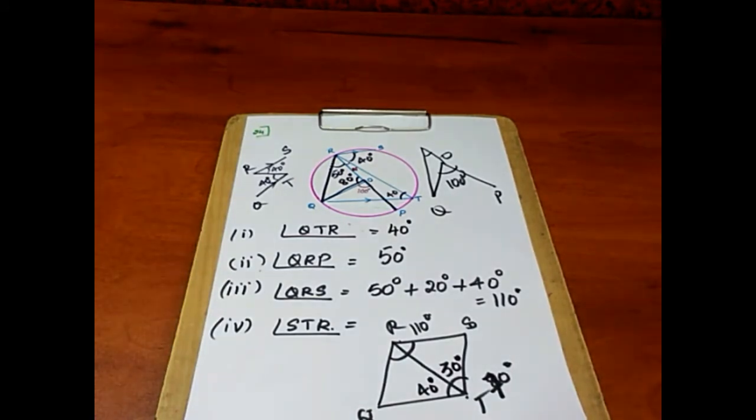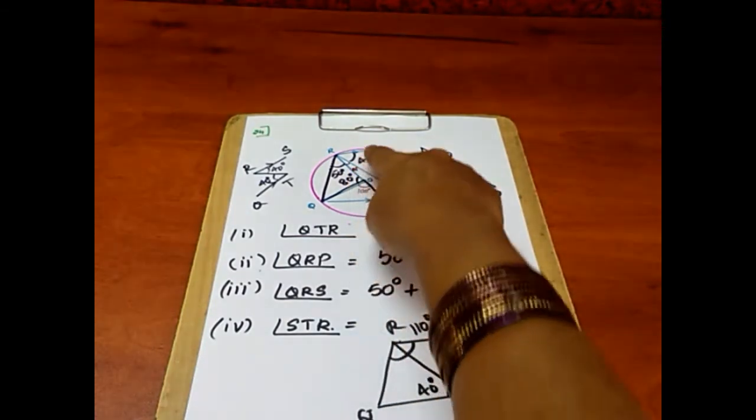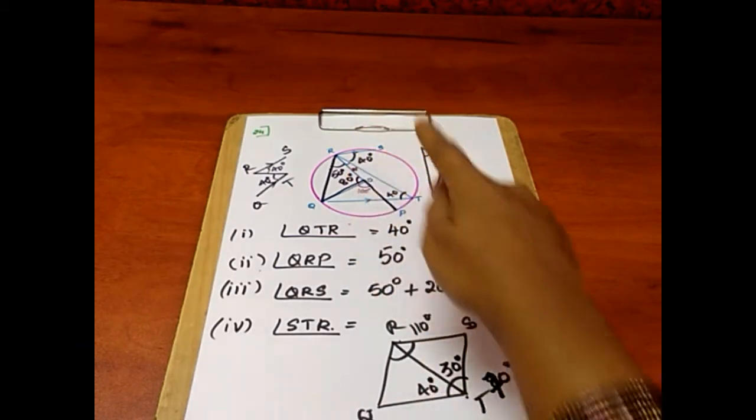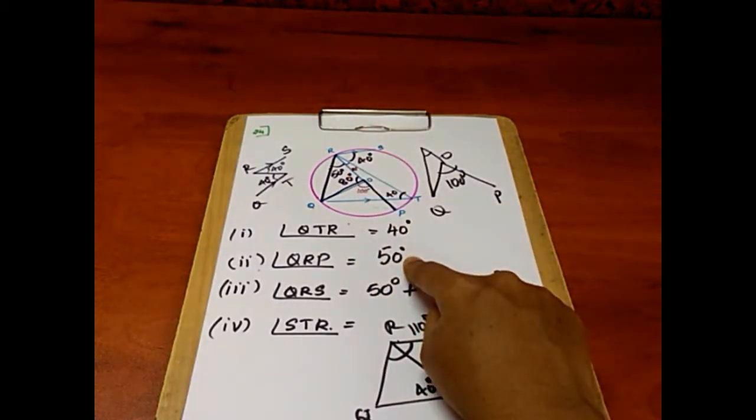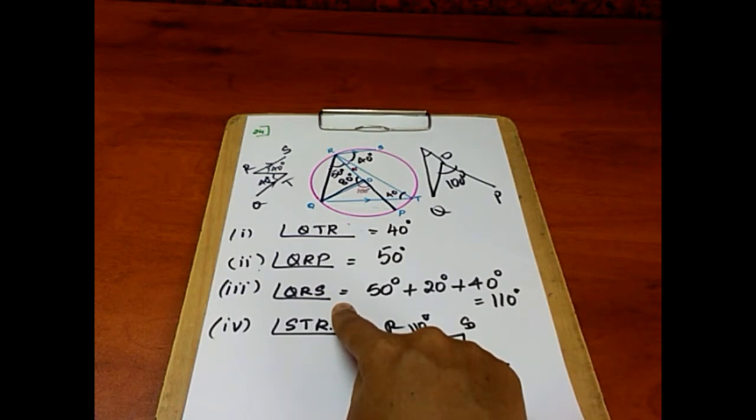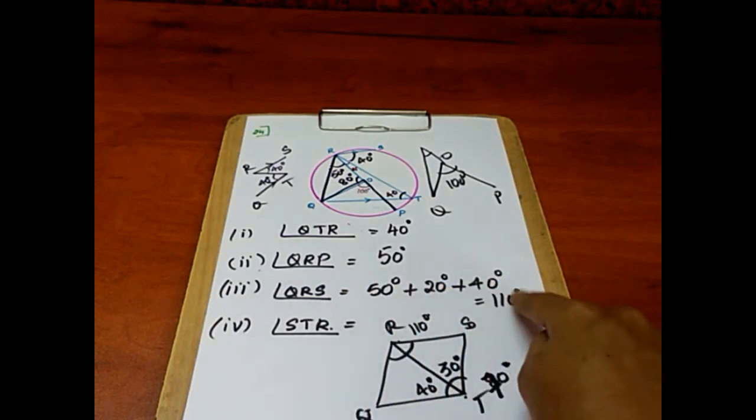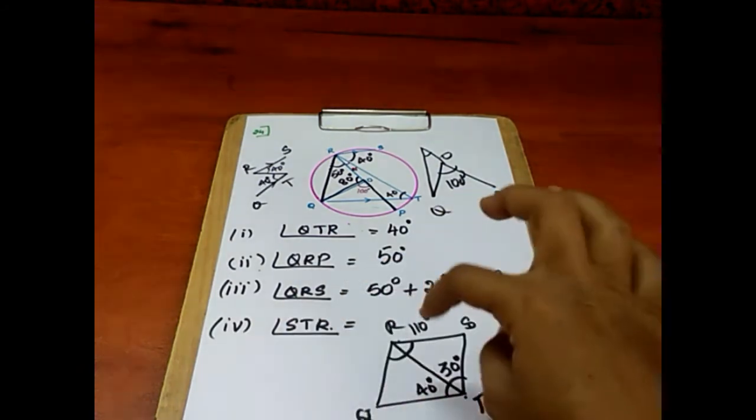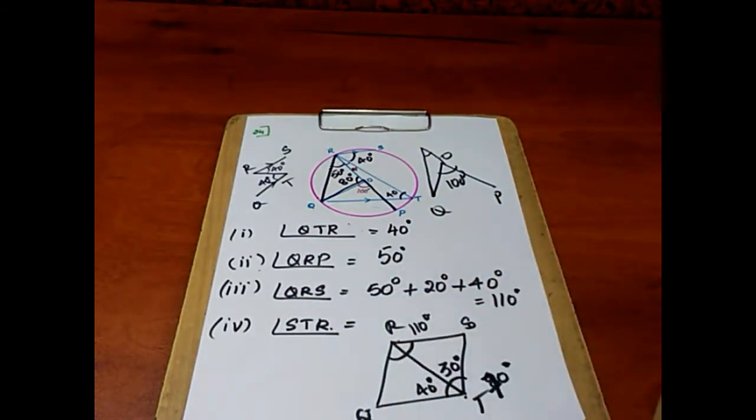I repeat, children. First problem, angle QTR, by the angle at the circumference being half the angle at the center. The second concept is also based on the same. The third one, QRS, is calculated with the help of the sum of three angles, and the last one, angle STR, is calculated by applying that opposite angles of a cyclic quadrilateral are supplementary.